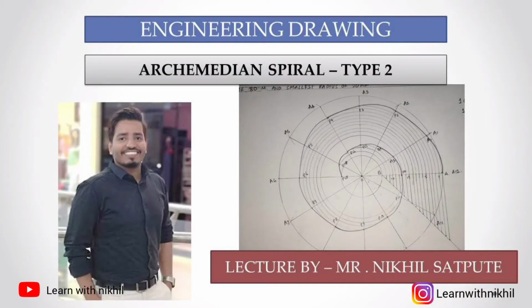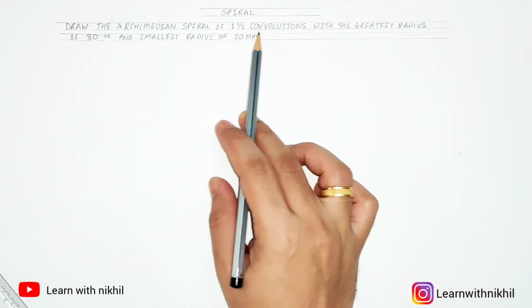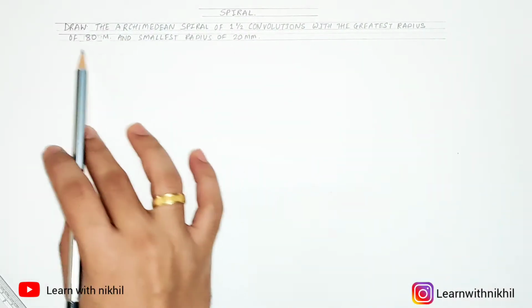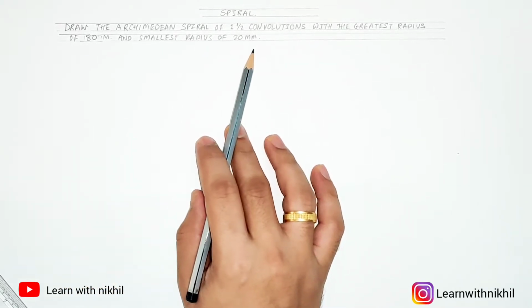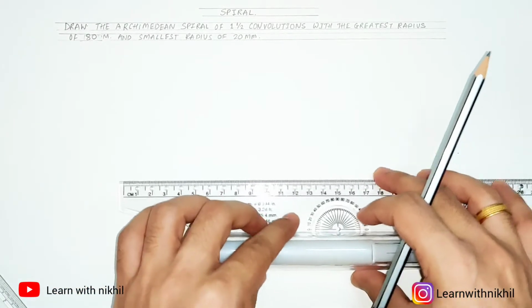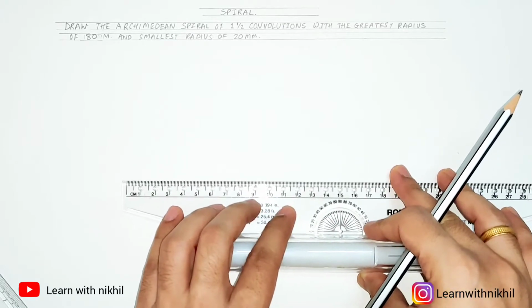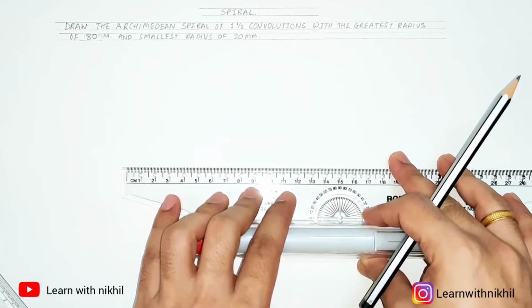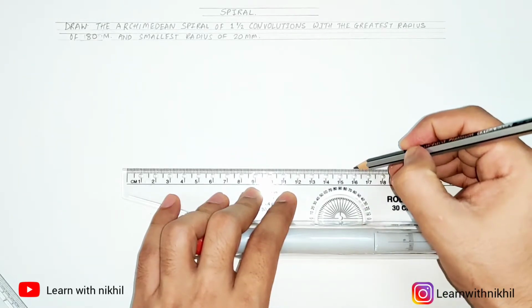In the previous lecture we studied a spiral where the end of the spiral is at the center. Here we have taken a sum where the end of the spiral is not at the center, it is at another circle. So you have to draw a spiral for 1.5 convolutions with the greatest radius as 80 mm and the smaller radius as 20.